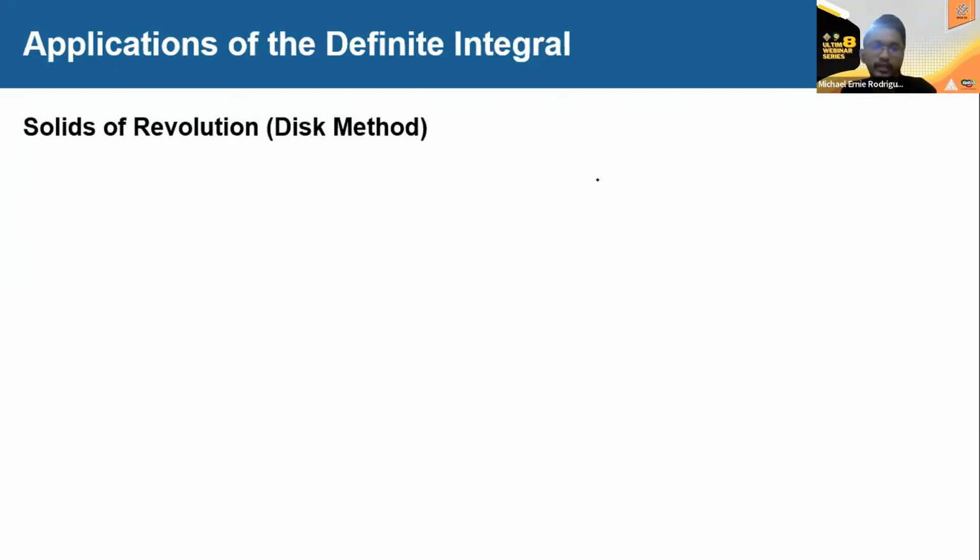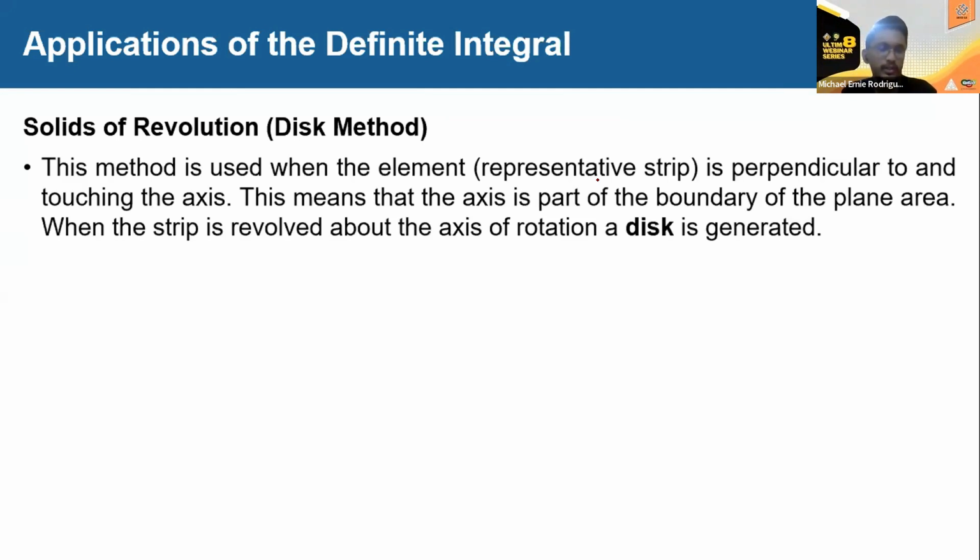Next, solids of revolution. First, the disk method. This method is used when the element, or representative strip, is perpendicular to and touching the axis. Take note, this is used when the strip is perpendicular to and touching the axis. Those are our keywords. This means that the axis is part of the boundary of the plane area. When the strip is revolved about the axis of rotation, a disk is generated.